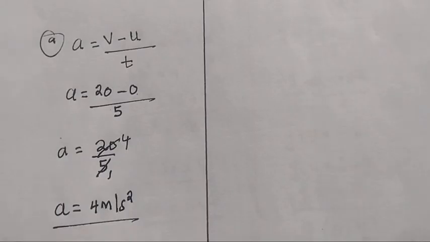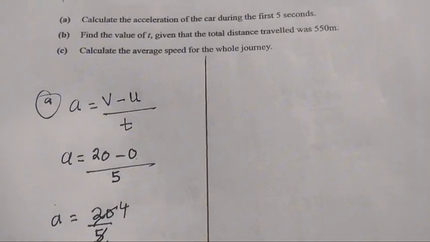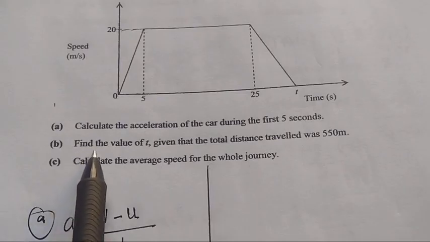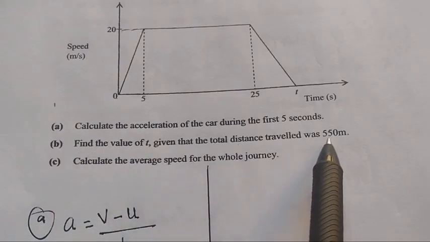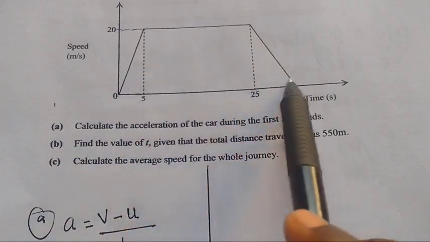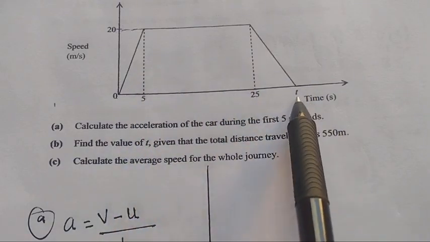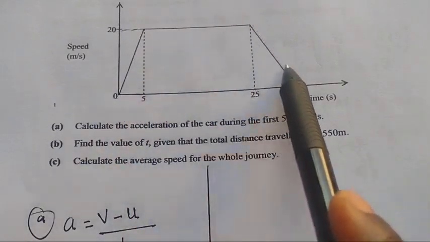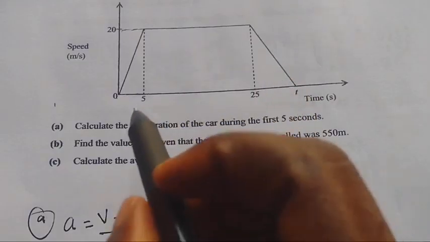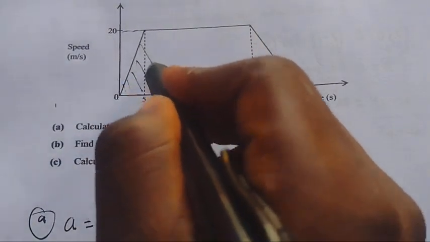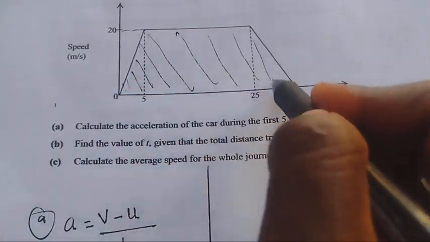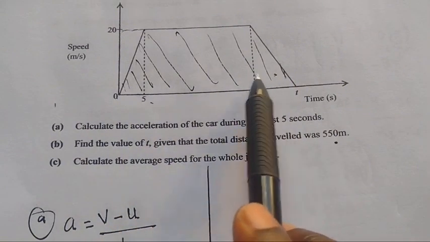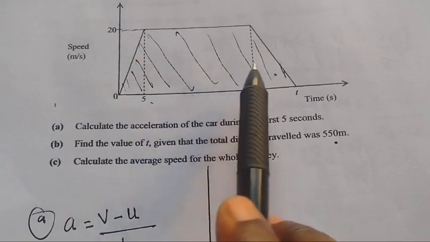Okay, now let us look at our question B. So this is our question B. Find the value of t given that the total distance traveled was 550 meters. So the total distance for the whole journey was 550 meters. They want you to find the value of this t. When you look at this shape right here, this is a trapezium. So we're going to consider the area, or the distance, under this shape. They have told you that the total distance traveled was 550. Assume that you are finding the area of this trapezium, which is the distance in this case.